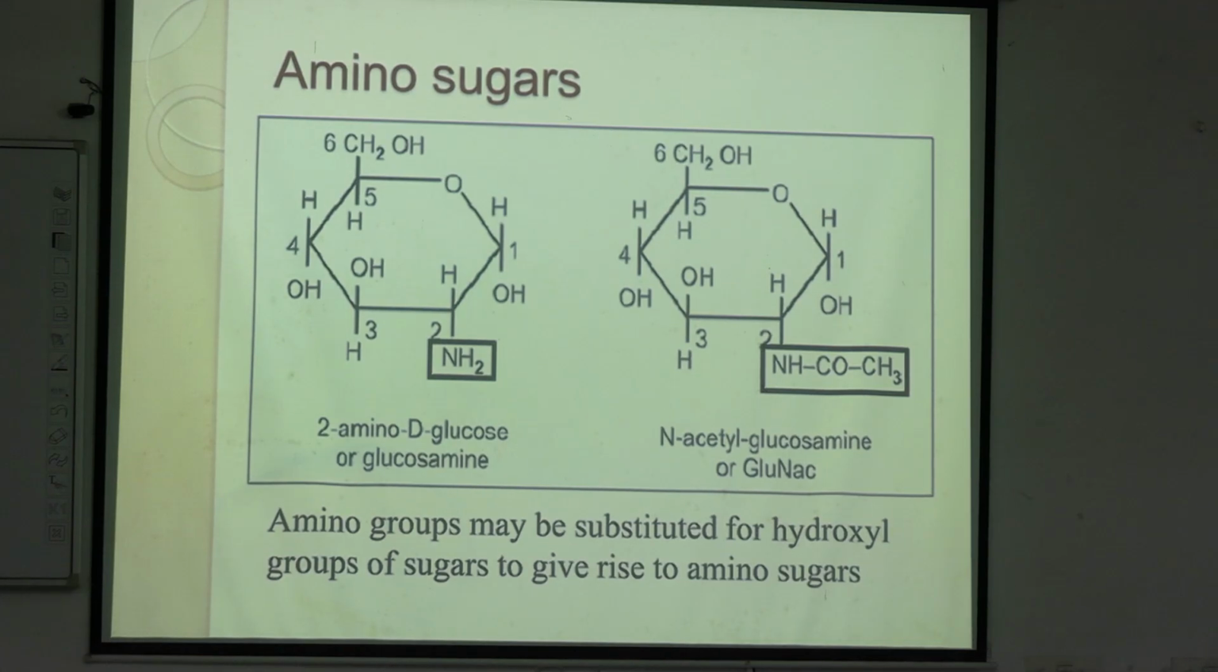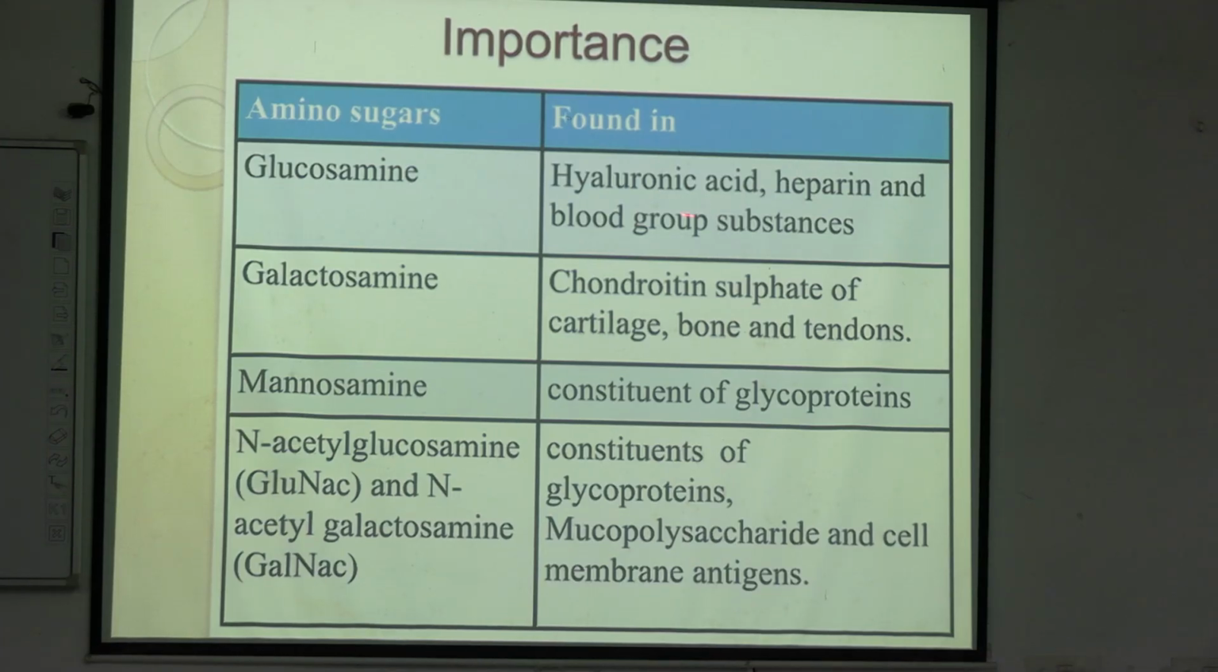In case of glucosamine, they are found in hyaluronic acid, heparin and other blood group substances, galactosamine in chondroitin sulfate, mannosamine in various glycoproteins. N-acetyl glucosamine and N-acetyl galactosamine are also part of various glycoproteins and mucopolysaccharides. Clear?